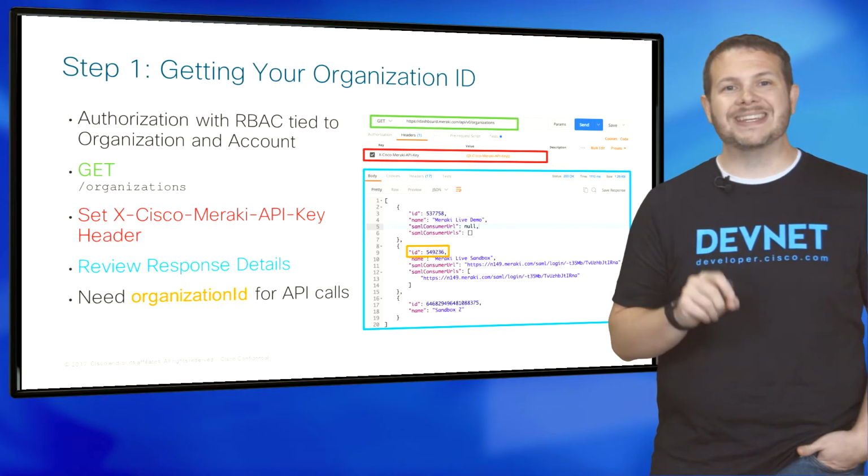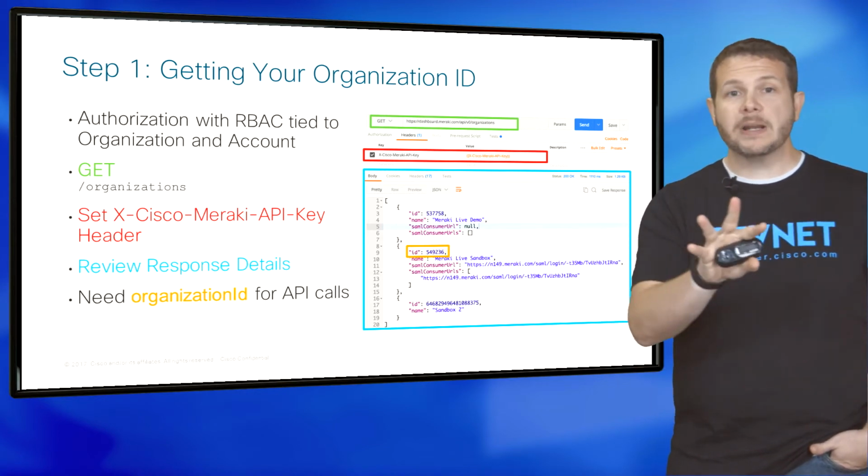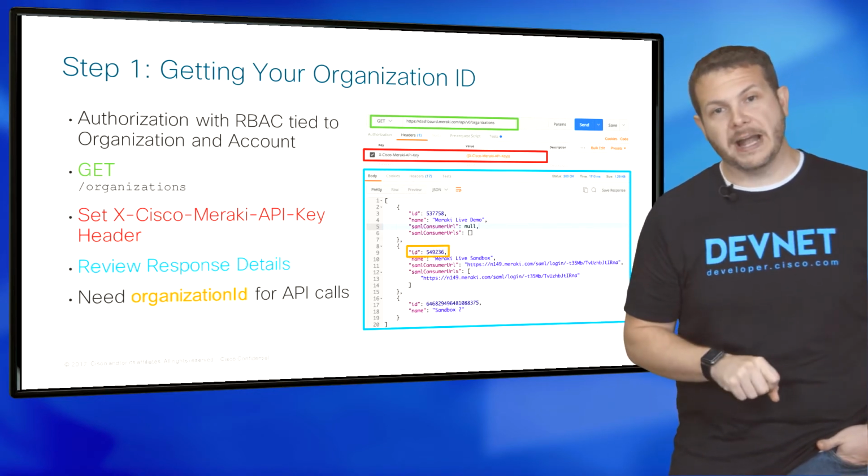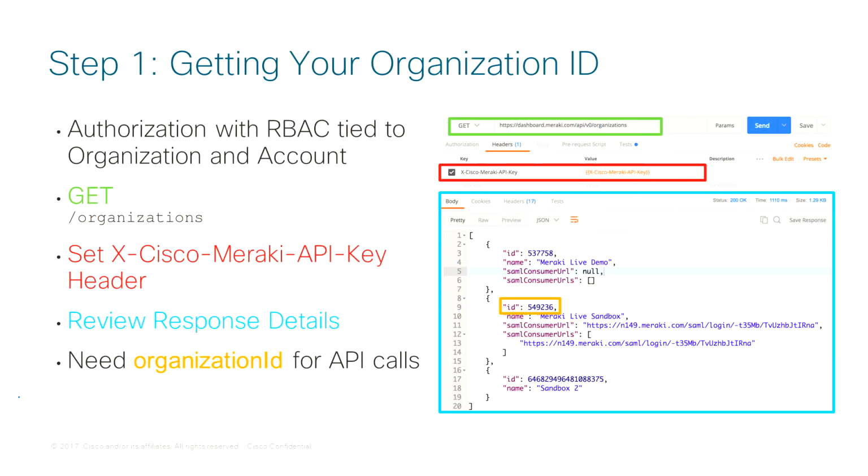With our environment set up, we'll make our first call. In this call, we're going to get our organization ID. There's quite a bit going on here, so let's take a look deeper at it. All right, in this API request, what we see is that we're going to get our list of organizations. This is a great place to start when working with the Meraki APIs because we're going to need the organization ID for later API calls related to networks and devices that are out there.